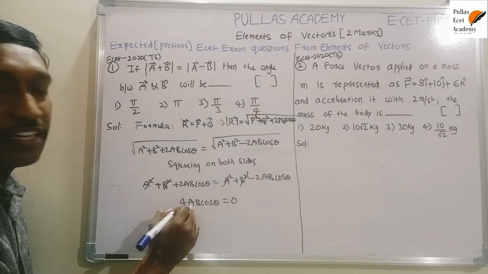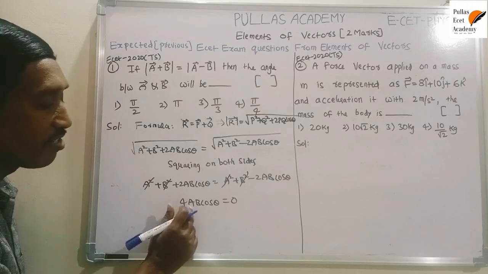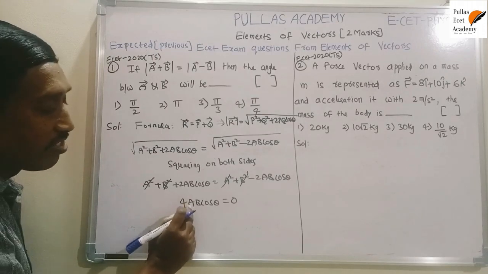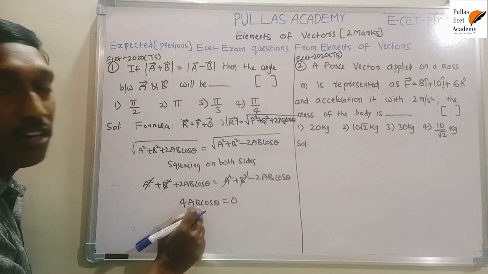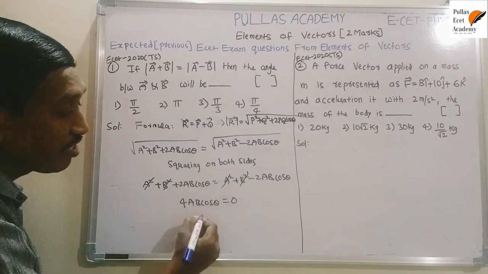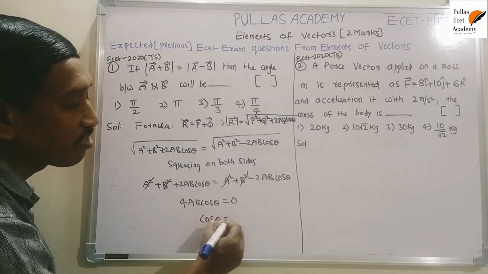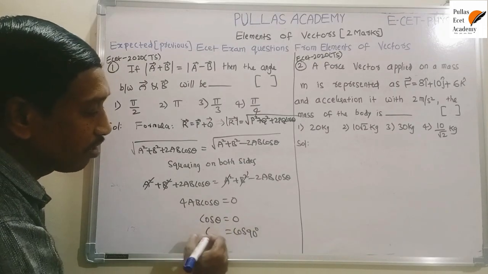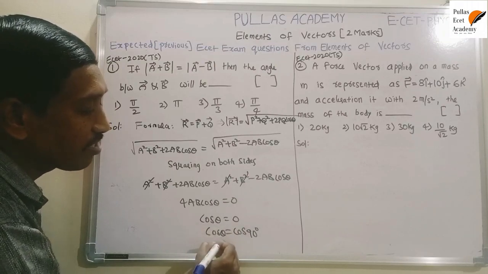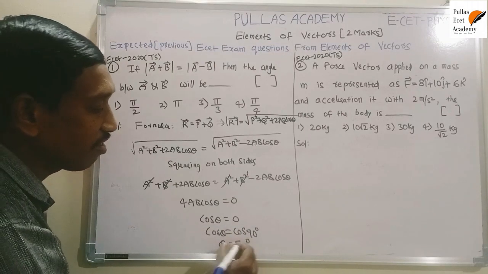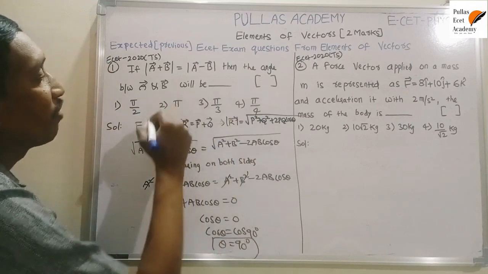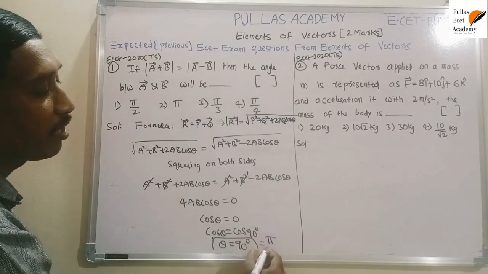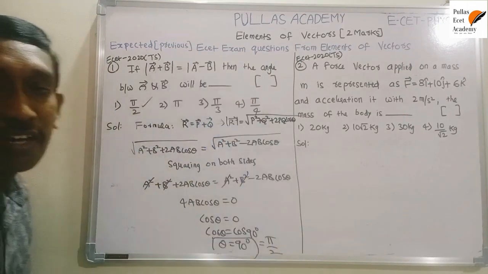It is non-zero. It is not a zero vector. That's why a is not equal to 0 and b is not equal to 0. That means the only possibility to be 0 here is cos theta equal to 0. Cos theta equal to 0 means cos 90 only becomes 0. So cos theta equals cos 90 means theta is equal to 90 degrees. This is the answer. That means the angle between the two vectors is 90 degrees, which is pi by 2 radians. That's why the first option is correct.